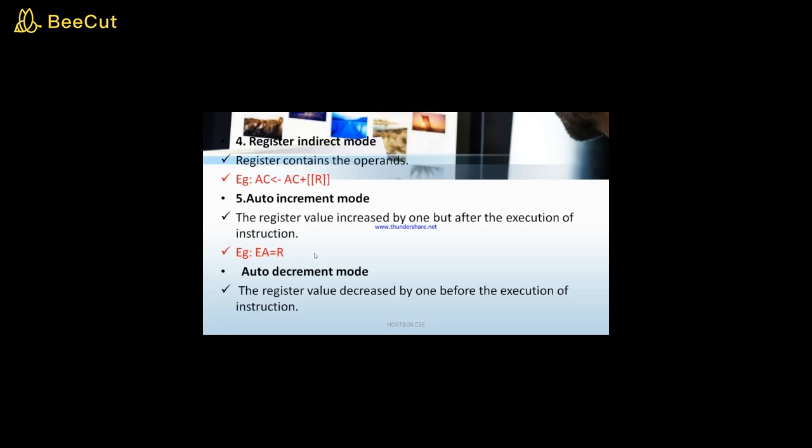Now the next one is auto decrement mode. This is the exact opposite of the auto increment mode. In auto decrement, the register value is decreased by 1 before the execution of the instruction. So for example, effective address E is equal to R minus 1. Here R plus 1, here R minus 1. Keep in mind, that is after execution for increment; I forgot to mention it. So here R minus 1. For example, 400 becomes 399, then it will execute the instruction.